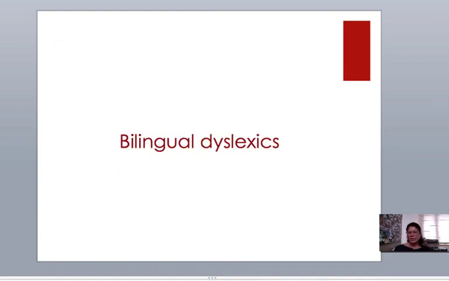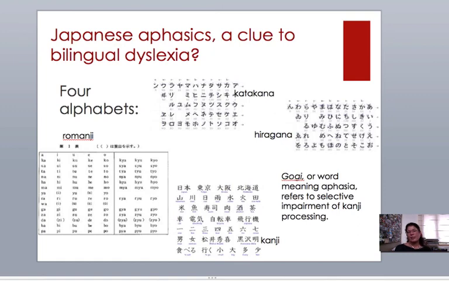The last little piece we're going to have here, as we transition into the next video about bilingualism and multilingualism, has to do with bilingual dyslexics. For example, fascinating cases. In Japanese, you have four alphabets, right? You have Romanji, which is the Roman alphabet. It's A, B, C, D, right? Then you have katakana, which is basically used for foreign words. Hiragana, which is kind of like a script. And you have kanji, which are more like pictographs.